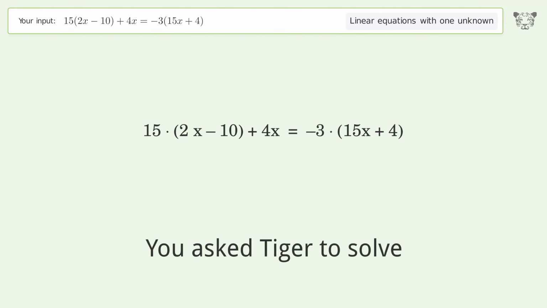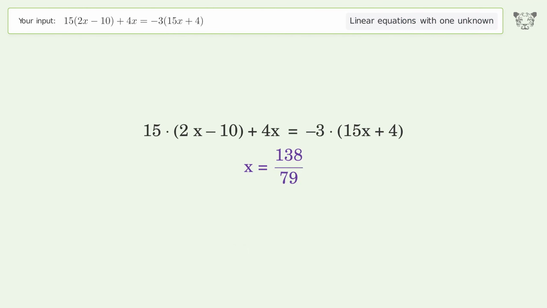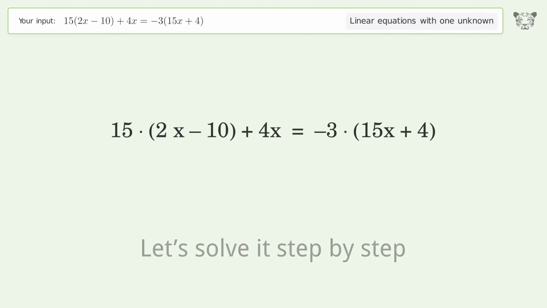You ask Tiger to solve. This deals with linear equations with one unknown. The final result is x equals 138/79. Let's solve it step by step.